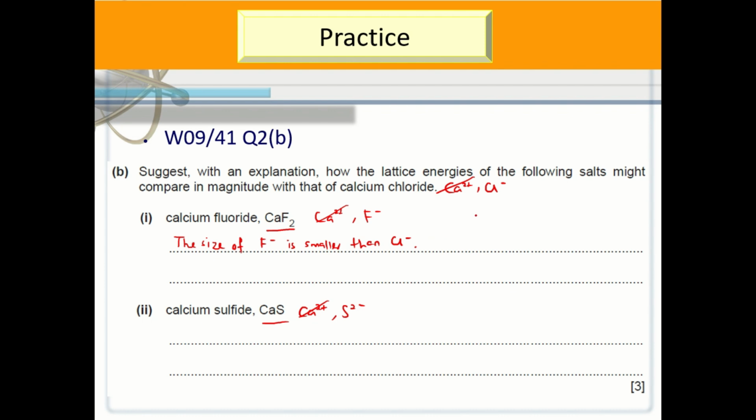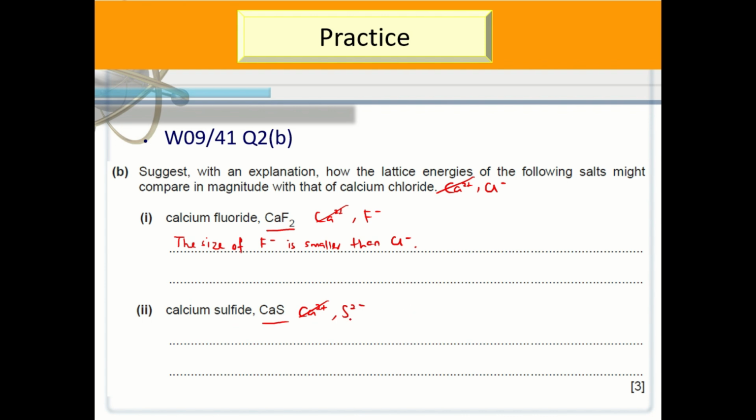And now we look at the charge. Now both of them have the same charge, -1. That cannot be in our explanation because same charge will not explain why they have different magnitudes of lattice energies. Now let's look at the second one, calcium sulfide with calcium chloride.